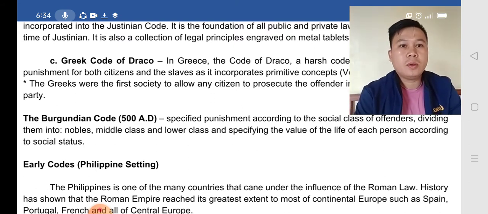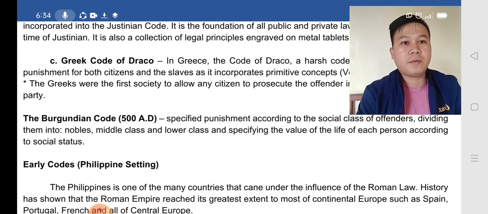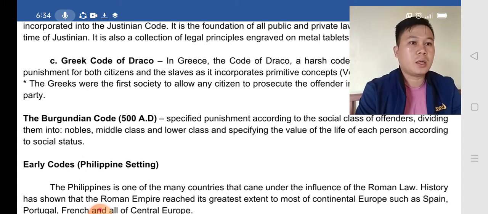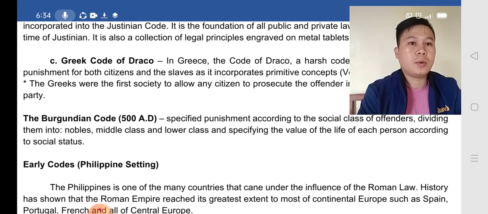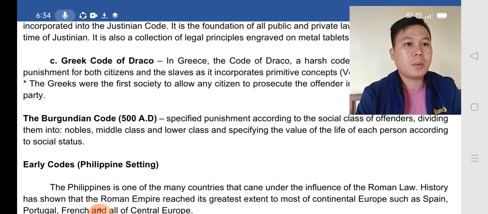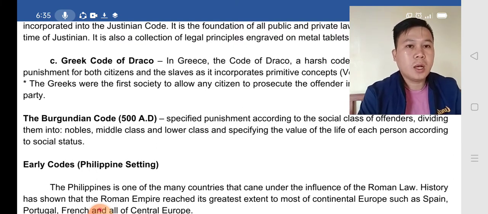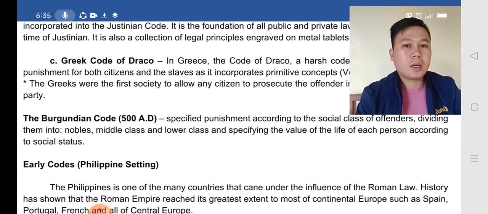The Burgundian Code 500 Anno Domini specified punishment according to the social class of offenders, dividing them into nobles, middle class, and lower class, and specifying the value of the life of each person according to social status. So dito naman sa Burgundian Code, kapag halimbawa na ikaw ay slave, wala kang yaman, wala kang pagmamay-ari. So, yun din ang katumbas. Yun ang timbang mo sa society.